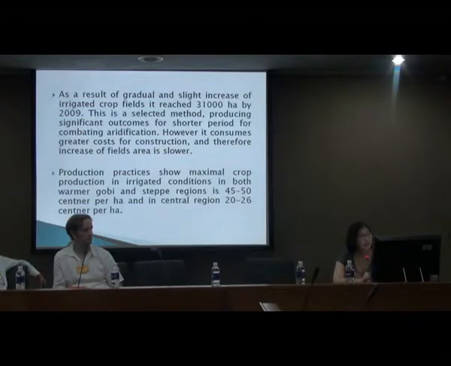As a result of gradual and slight increase, irrigated crop fields reached 31,000 ha by 2009. This is a selected method producing significant outcomes in a shorter period for combating aridification. However, it consumes greater cost for construction and therefore the increase of field area is slower. Production practice shows maximum crop production in irrigated conditions in both the warmer Gobi and steppe region is 45 to 50 centner per ha. In the central region, 20 to 26 centner per ha.